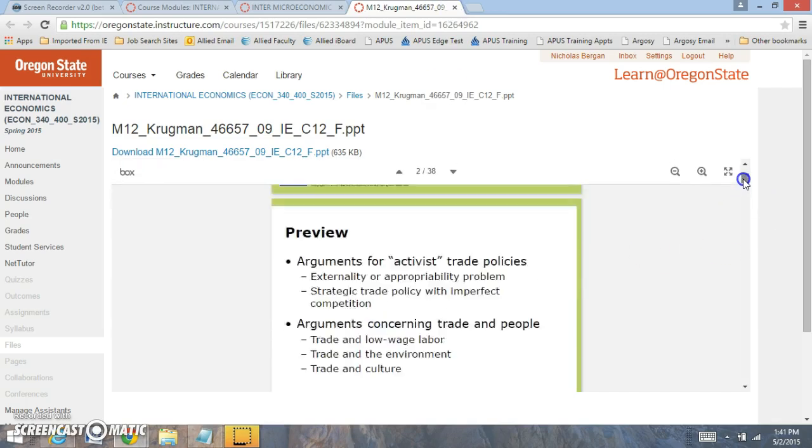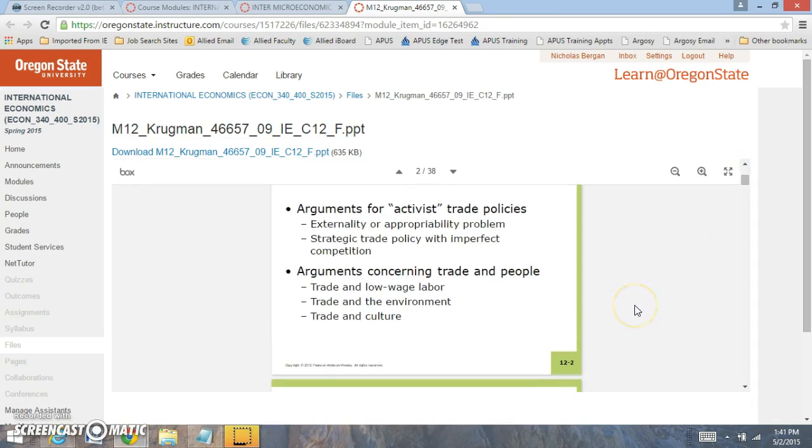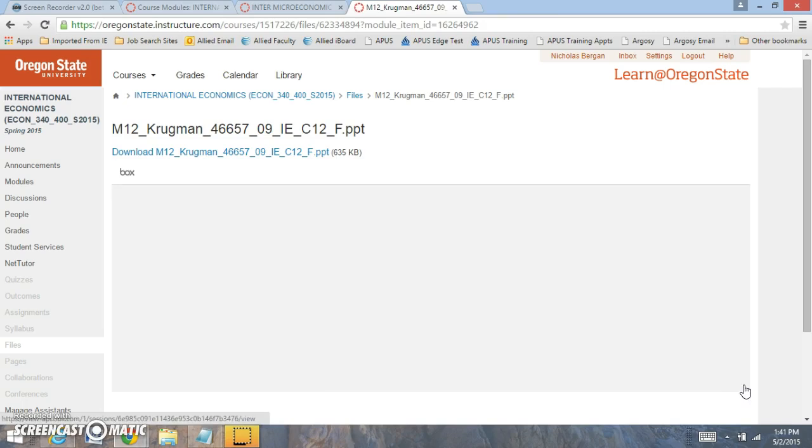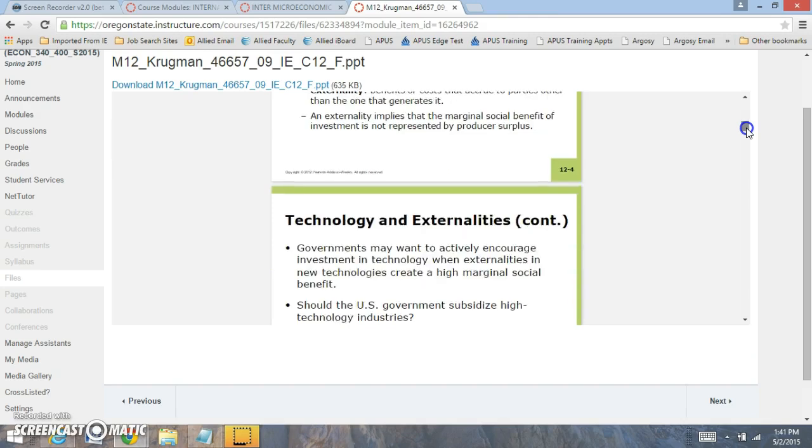Now in chapter 12, we're going to be looking at some of the controversies. The controversies are around active trade policies and the concerns for trade. And you'll notice that at a lot of the summits, the G6 summits, many people want to protest because they want to have their voice known. And the controversies in trade policies create a lot of these challenges.